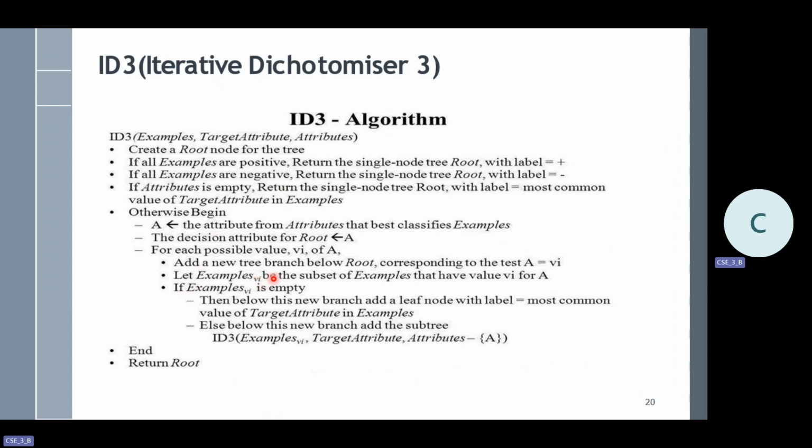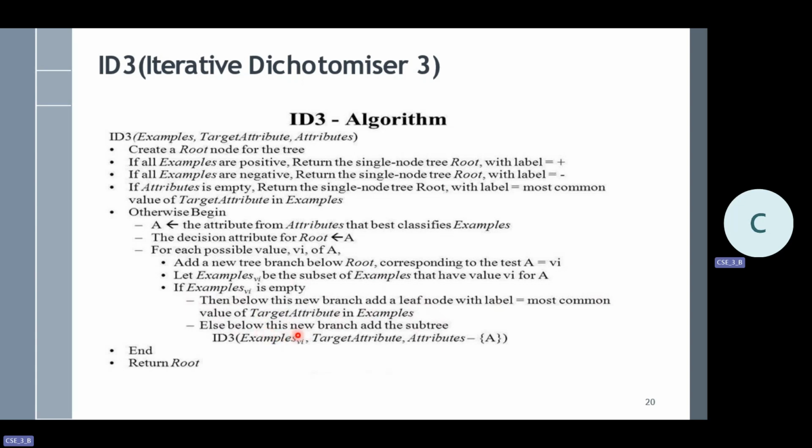So let examples vi be the subset of examples that have value vi for a. That is nothing but we are considering the subset of the examples. So we will see what exactly. If examples vi is empty, please observe here, then below this new branch add a leaf node with the label equal to the most common value of the target attribute in examples. So now if there is an empty case, when no attribute values are there, we are adding the leaf node with the label as the most common value of the target attribute.